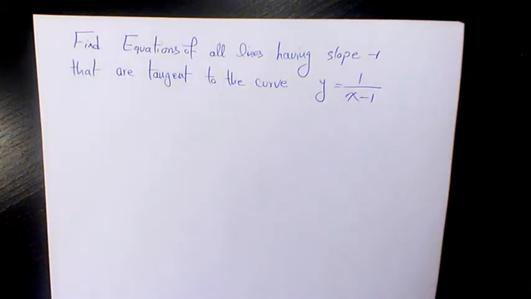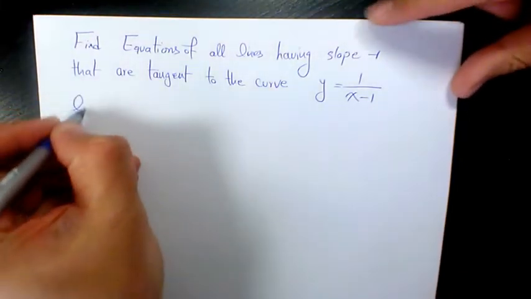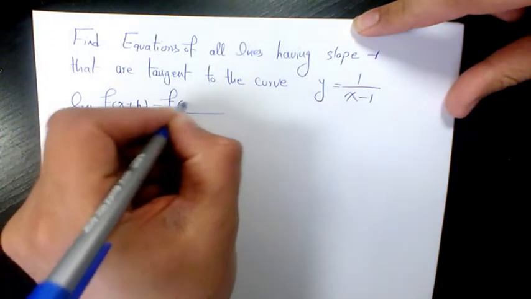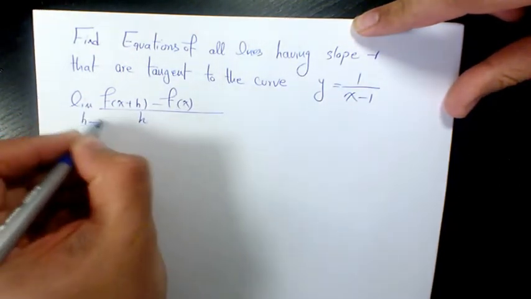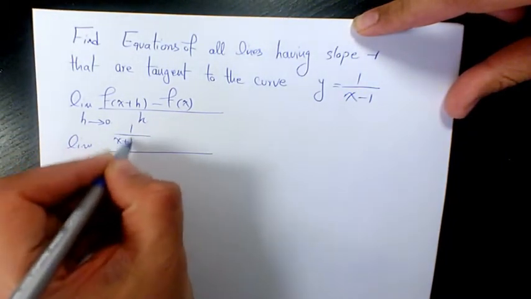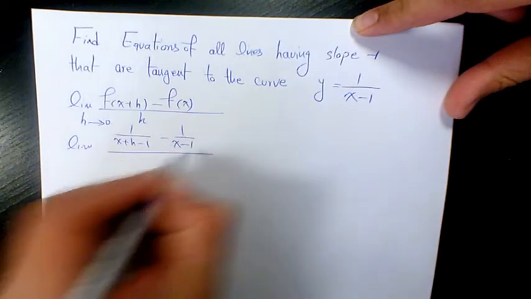Welcome to another video. In this video I want to show you how to deal with tangent lines with specified slopes. In this example we need to find equations of all lines having slope -1 that are tangent to the curve y equals 1 over x minus 1. So we use this equation, limit of f of x plus h minus f of x divided by h when h approaches 0, which will be 1 over x plus h minus 1 minus 1 over x minus 1, divided by h.